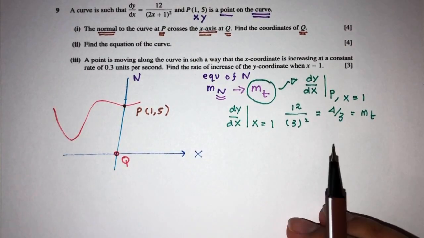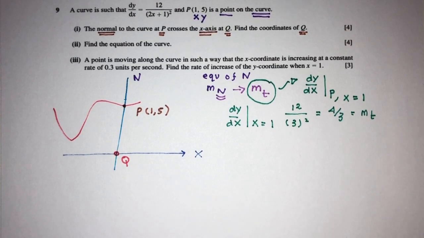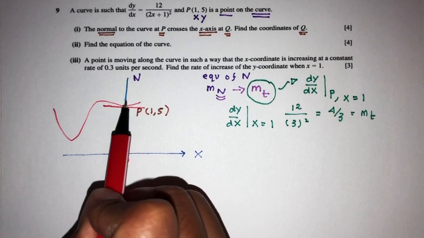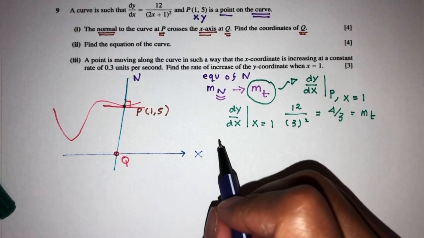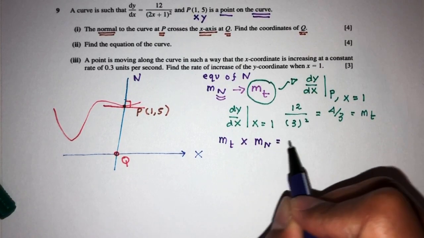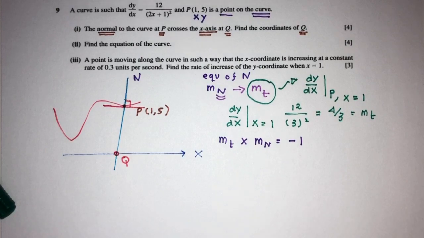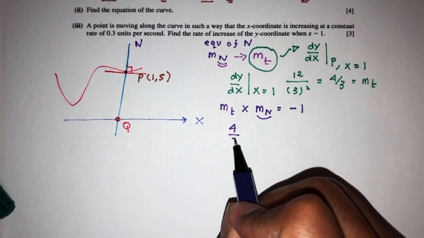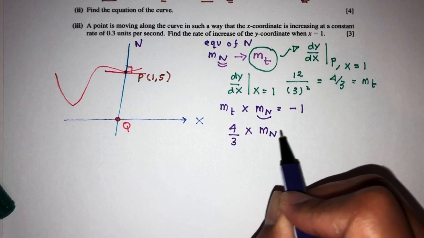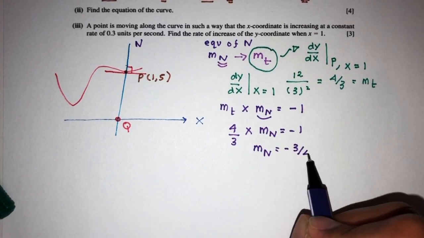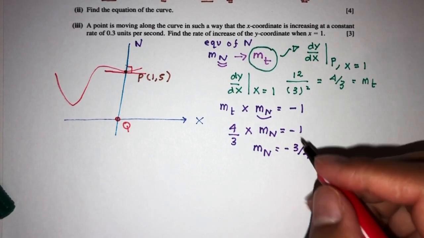Now, we have to know one of the properties between the gradient of the tangent and the gradient of the normal. Because we know that the tangent and normal are at 90 degrees to each other. We can derive this. We know that if you take the gradient of the tangent, multiply by the gradient of the normal, you're supposed to get minus 1. So using this equation, we can find the gradient of the normal. So let's do that. That will be 4 over 3 multiplied by the gradient of the normal. That will be minus 1. So the gradient of the normal will be minus 3 over 4. Okay, great. So we have this.